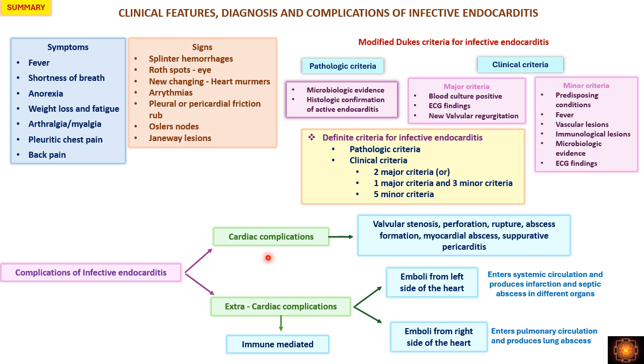When we see the complications, we have cardiac complications and extracardiac complications. Cardiac complications are mostly related to the valvular lesions, so there can be valve stenosis, perforation, rupture, ring abscess formation, myocardial abscesses and suppurative pericarditis. Extracardiac complications are most commonly because of the embolic phenomena. The emboli enter the circulation, either systemic or pulmonary, reaching different organs where they produce abscesses, infarction and hemorrhages. Another complication is because of the immunological mechanism, where the deposition of immune complexes causes the complications. So that finishes infective endocarditis.